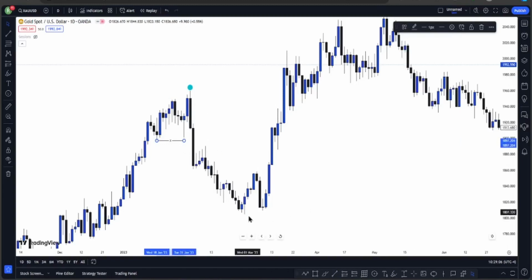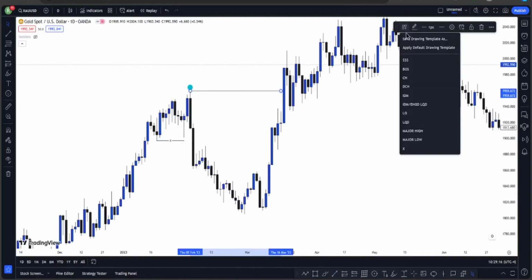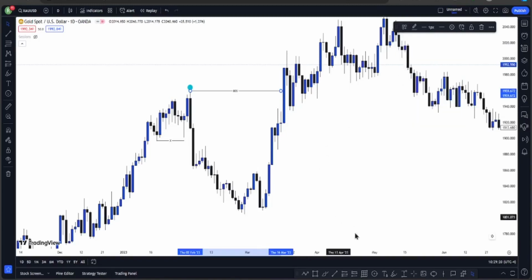And therefore this low cannot be confirmed yet until it takes out the major structure high, which is here. And as you can see, it took it out with a candle closure, and that becomes our BOS, break of structure. Because that break of structure has been established, our higher low can now be confirmed. So this is our higher low, confirmed.